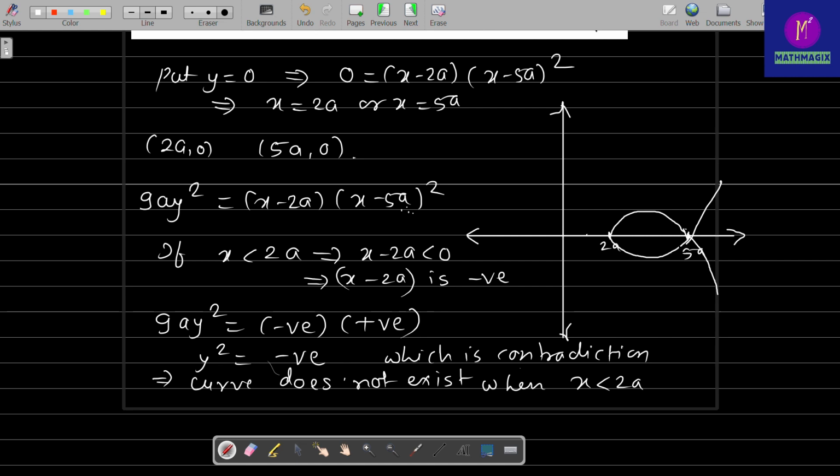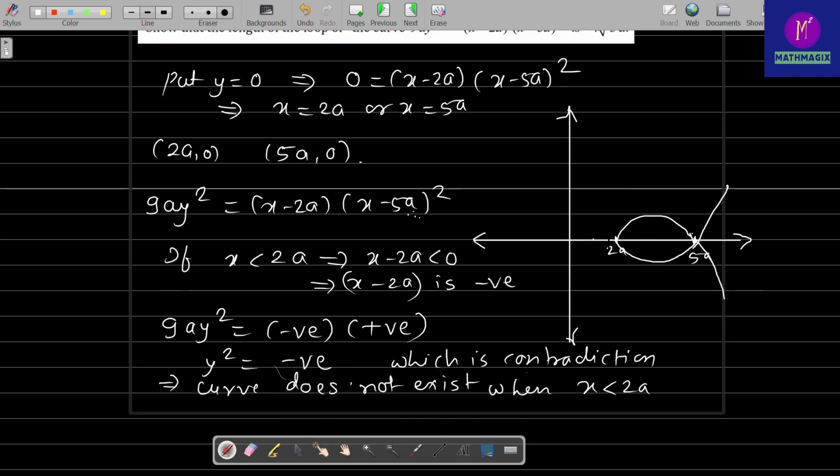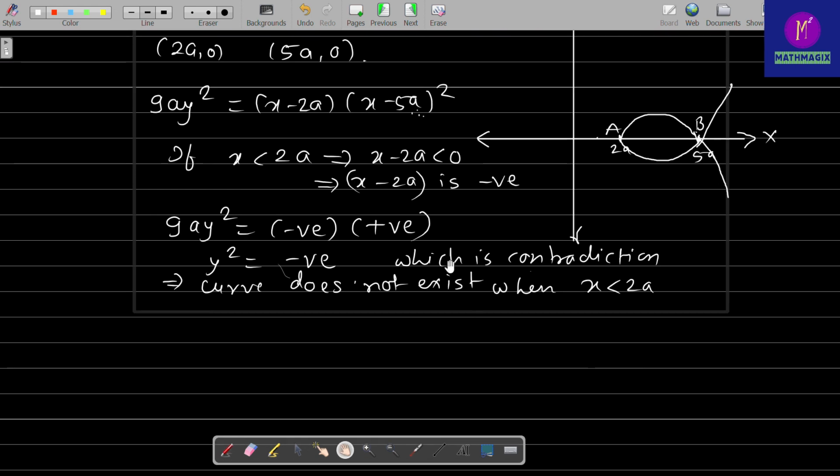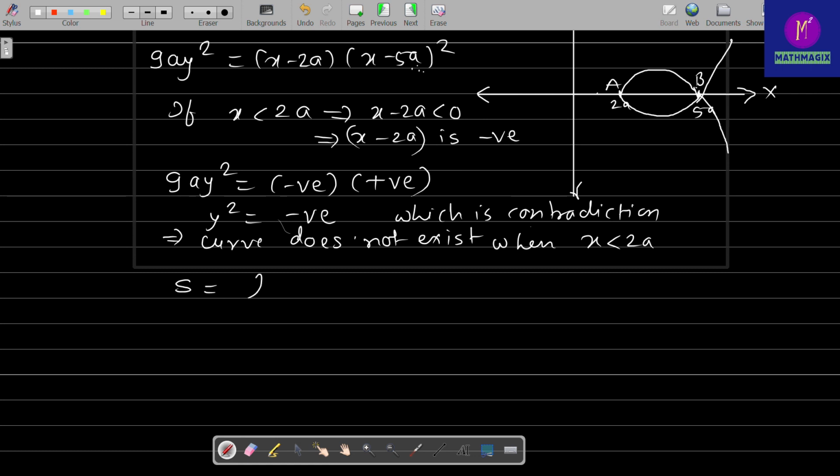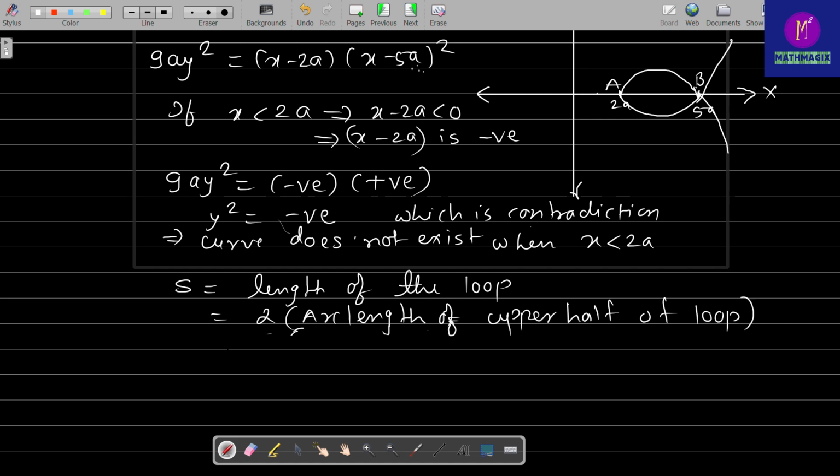Now we need to find out the length of the loop. Write down this point as A and this point as B. As we need to find out the complete length of the loop, we can see one thing, that the loop is symmetric along the x-axis. Hence, we can just find out the arc length of the upper half of the loop, that is the arc length of AB. Here in this case, S is nothing but the length of the loop, which is the same as 2 into the arc length of the upper half of the loop, which is equal to 2 into the arc length of AB.